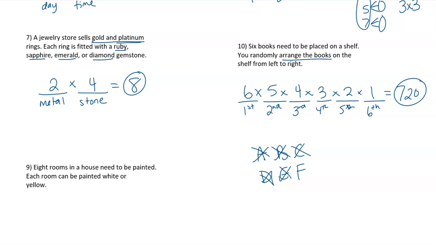Okay, for our last example, we have 8 rooms in a house that need to be painted, and each room can be painted either white or yellow. So I want you to think about how many decisions are going to need to be made. We have 8 rooms, and we have to choose a color for each of those rooms. So there are going to be 8 separate decisions that are made here. The first room, the second room, the third, the fourth, the fifth, the sixth, the seventh, and the 8th. We have to make a decision for each room. And each room can be either white or yellow. So there are 2 outcomes possible for each of these rooms.